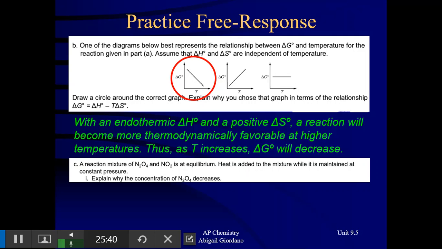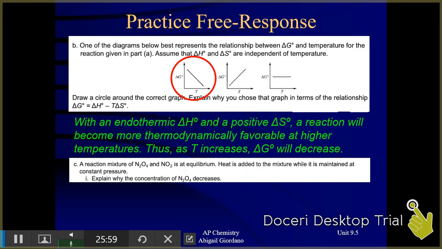Part C, a reaction mixture of the same reaction we've been talking about. It's at equilibrium. Heat is added to the mixture while it is maintained at constant pressure. Explain why the concentration of N2O4 decreases. Okay, well guys, let me just remind you of something you said earlier. We said delta H, the change in enthalpy, was positive. That means it's endothermic.